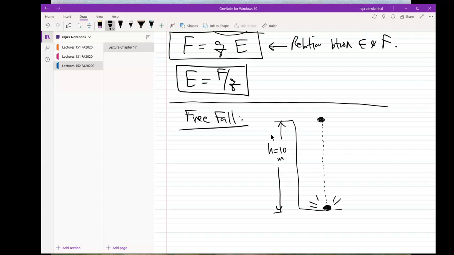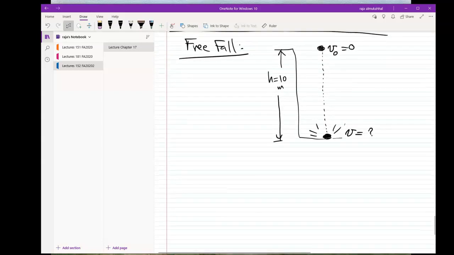I'm asking the following question. What is the speed of the object right here at the bottom, just before it hit the ground? Remember, at the top here, released from rest, that means the initial velocity is 0. I want to know what is the velocity here just before it hit the ground. After it hit the ground, it stopped, 0. But right before it hit the ground, what is the velocity, given that the height is equal to 10 meters? That's basic free fall kinematics.